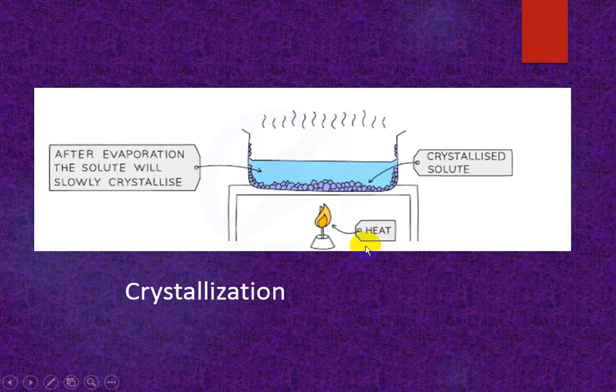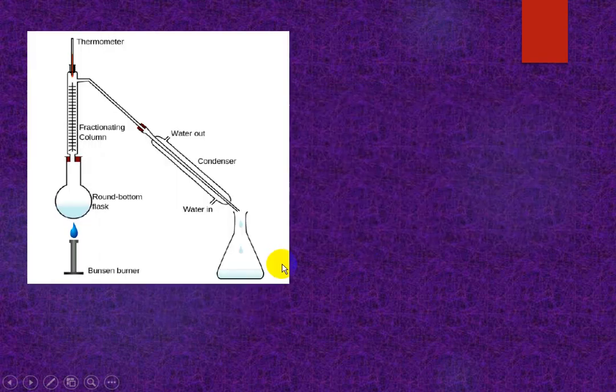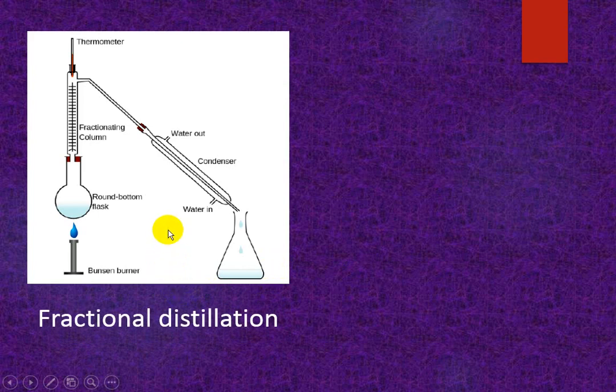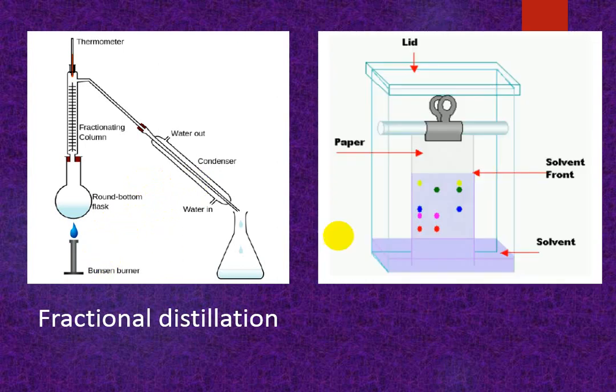Okay, crystallization, this process. And this is fractional distillation. We can separate combinations of liquids, more than two types of liquid, here. And dyes: we can separate different types of dyes. This is chromatography. With chromatography, we can separate substances with different solubilities. Substances with different solubility can be separated by chromatography.